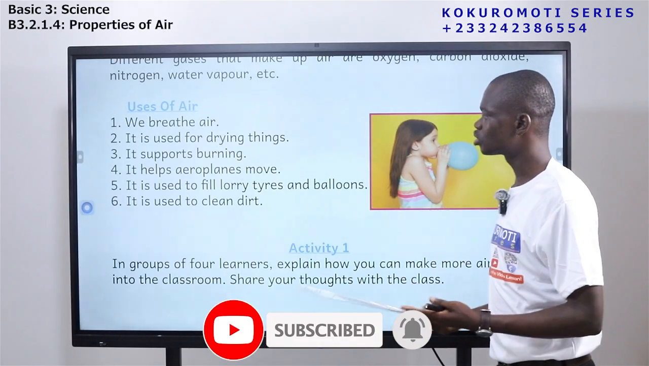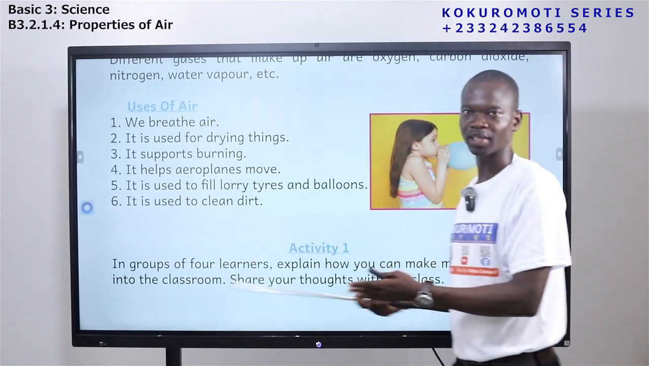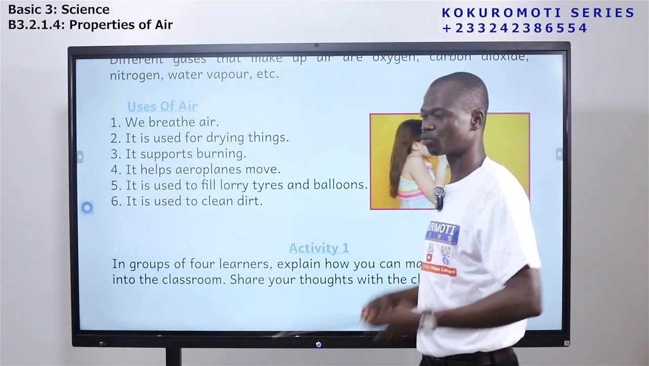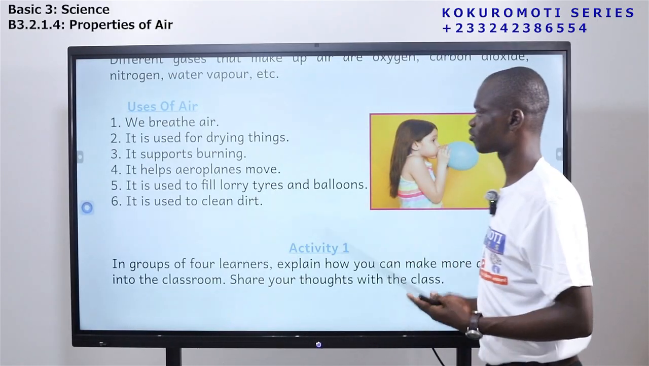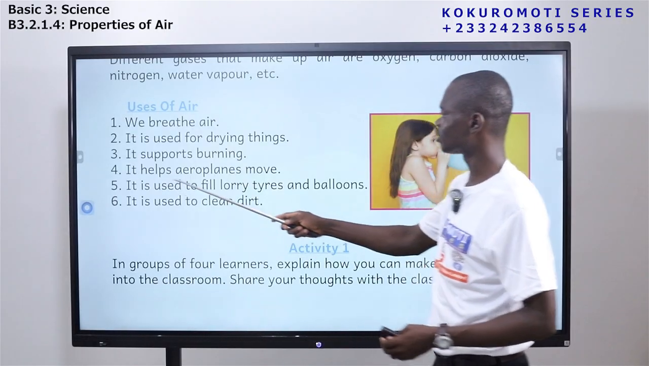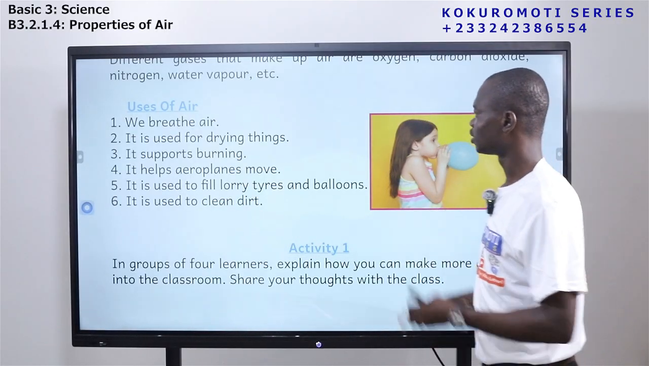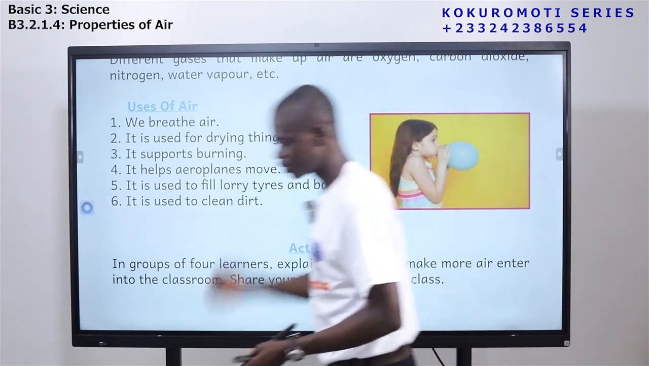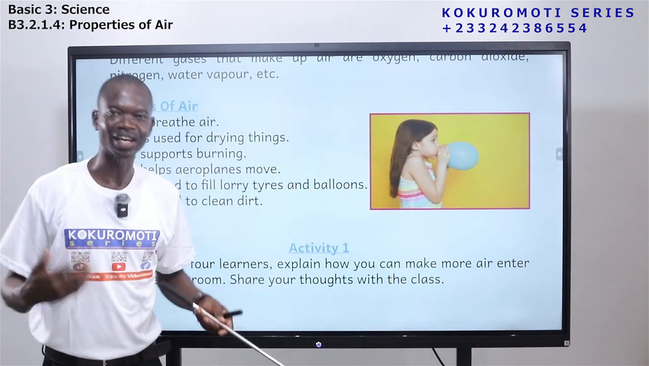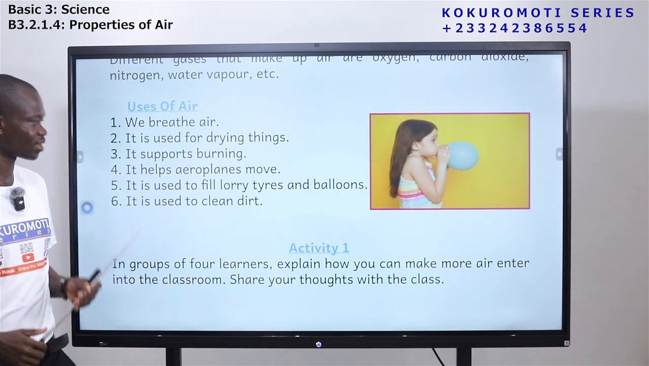Air supports burning. So air is used when you are burning something. If you are burning something and you want it to burn fast, just apply air to it and it will burn faster for you. The next one is that it helps aeroplanes to move. So aeroplanes can move and move faster if we have air there.